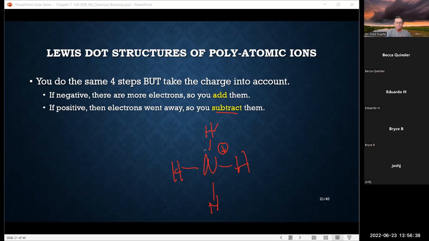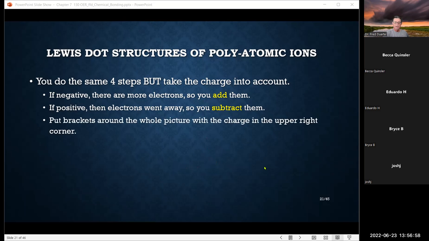So I just want to make that clear. We're not really adding or subtracting electrons. We're adding or subtracting to keep the accounting of the valence electrons straight. That's all we're doing. So we put brackets around the whole picture. Let's try ammonium, NH4, the first polyatomic ion and the only cation here.